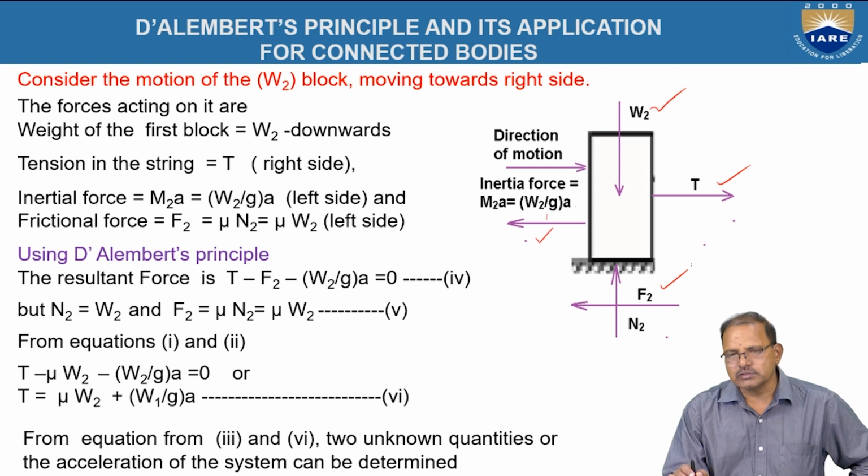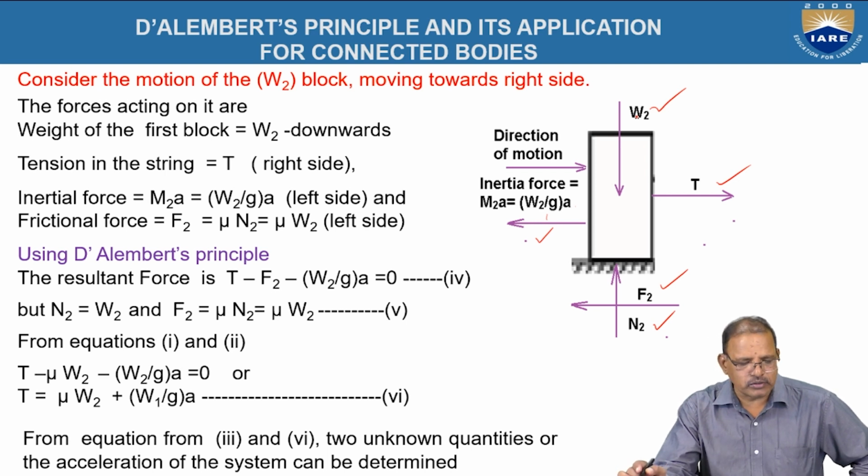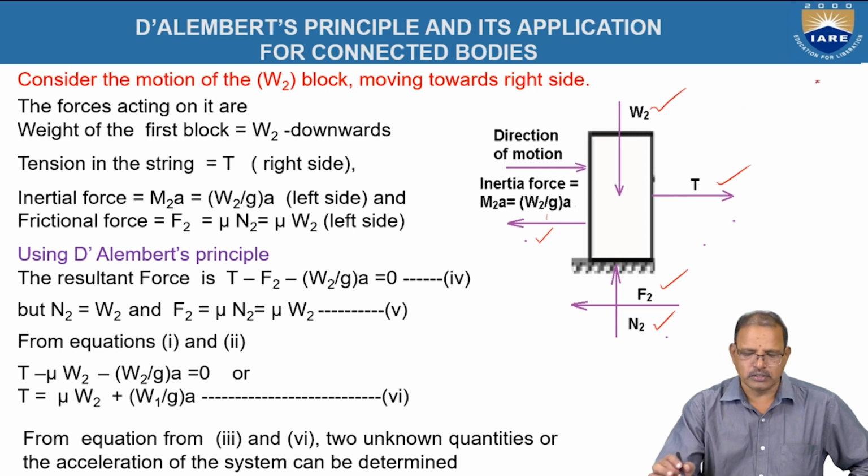F2 is the frictional force. It is acting toward the left side. N2 is the normal reaction in the upward direction, and W2 is in the downward direction. From this relation we get N2 is equal to W2, and F is equal to mu into N, that means mu into W2.